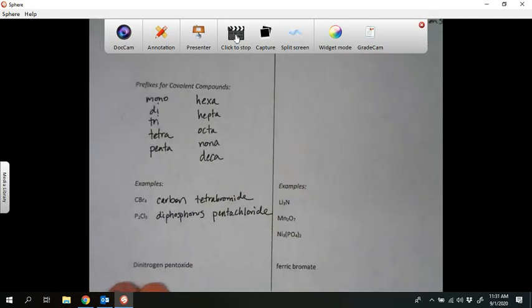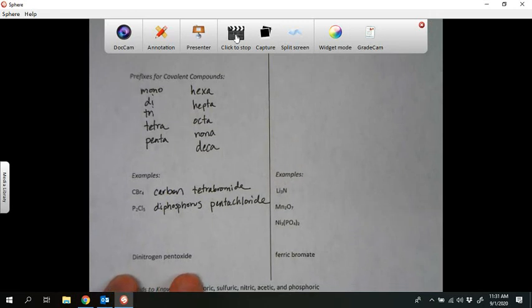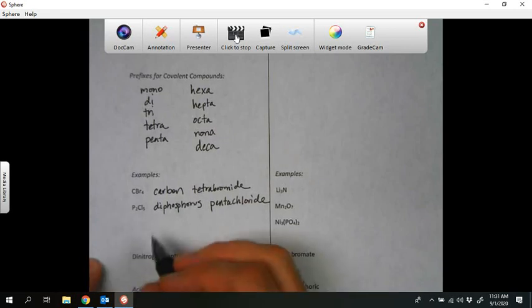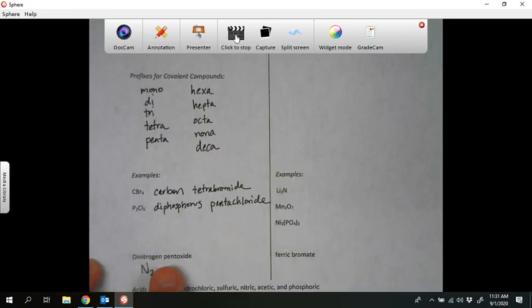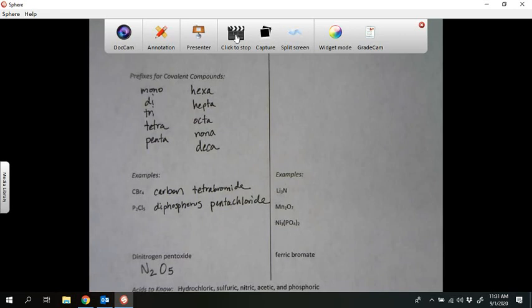This one, we're given a name and we want to write the formula. Dinitrogen pentoxide. So the prefixes tell you what the subscript is going to be. So di means 2, so that means we have 2 nitrogens, so N2. Pentoxide, notice that the A was dropped. That's very typical that they drop it if there's 2 vowels in a row. So pentoxide, pent means 5, oxygen's O, so N2O5. So that's really all there is to covalent. So if you have 2 nonmetals together, then you follow this set of rules.